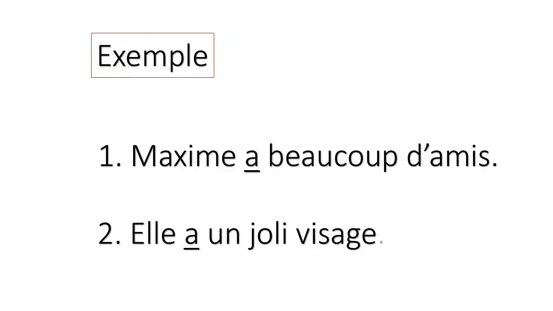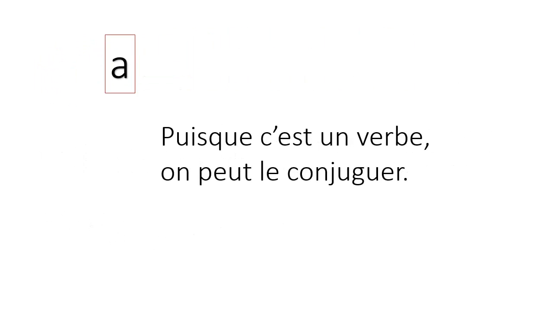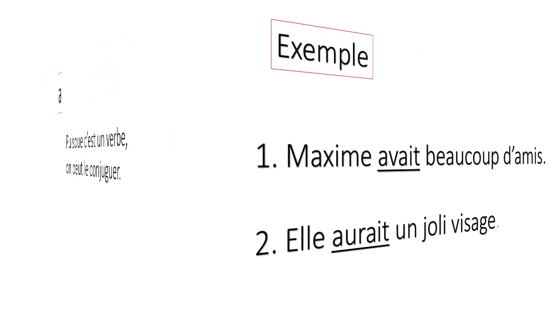In example 1, dans l'exemple 1, Maxime a beaucoup d'amis. The letter A is used as a verb. In example 2, dans l'exemple 2, elle a un joli visage. The letter A is still used as a verb, but this time with the pronoun elle. Since it's a verb, we can conjugate it. Let's look at two more examples.